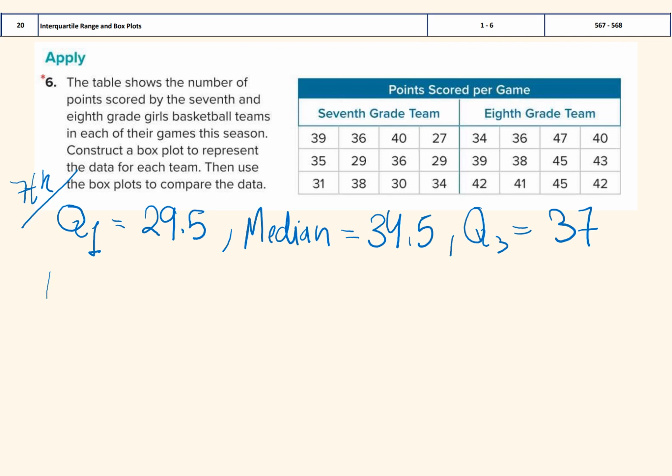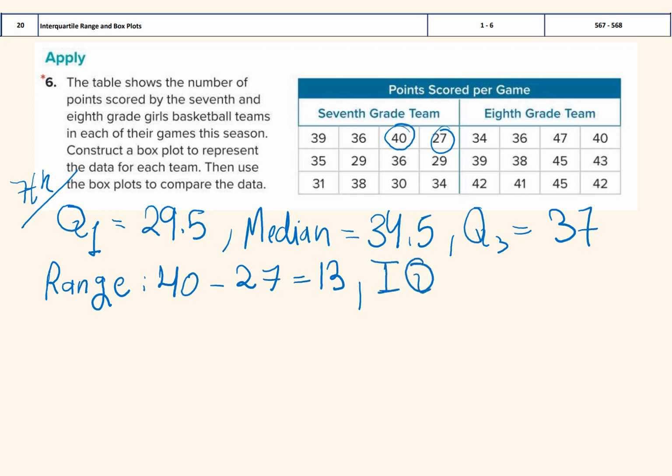Then I'll find the range. The range is always the greatest value minus the smallest value, which is 27 here. So 40 minus 27 is going to be 13. And the interquartile range is going to be 37 minus 29.5, which is 7.5.